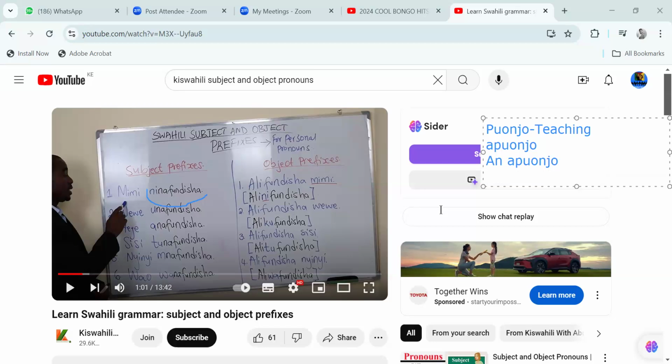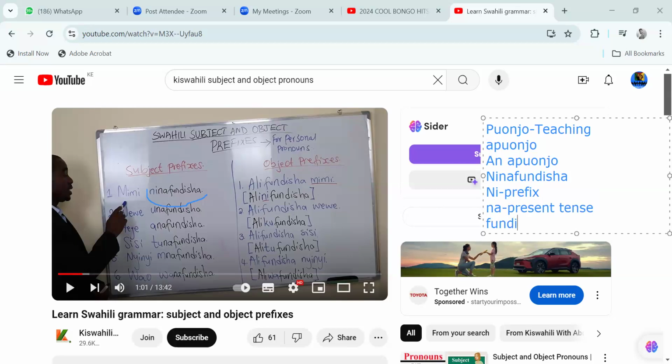I think that is what our brothers and sisters who come from the English background have to make a distinction on. Let me try to explain it a bit now. In this word ninafundisha, we've said ni is the prefix. Then na is the tense, which is the present tense. Now the verb becomes fundisha. So the verb becomes the last part of it, the fundisha, which is now the verb. You can go ahead, Brother Coco.